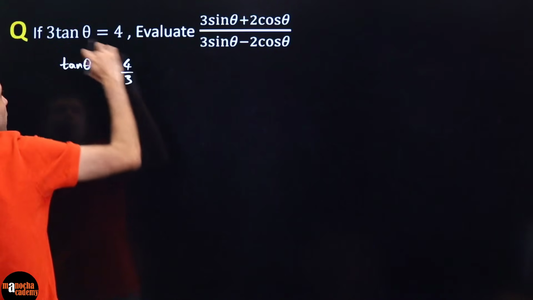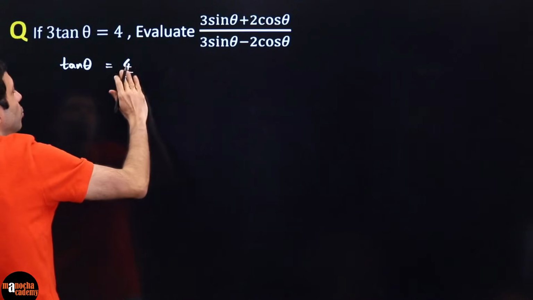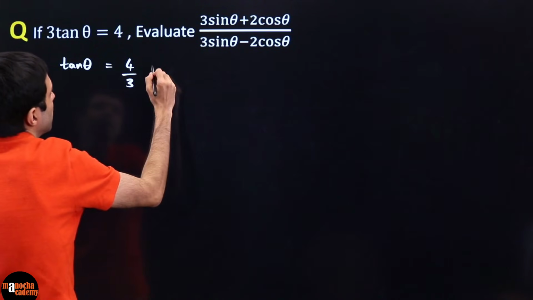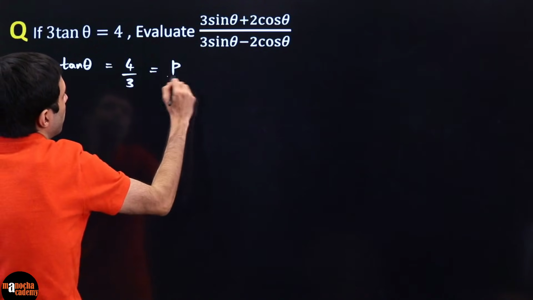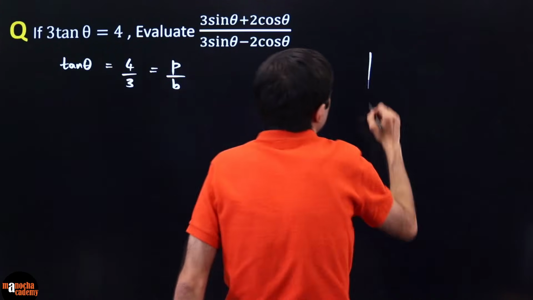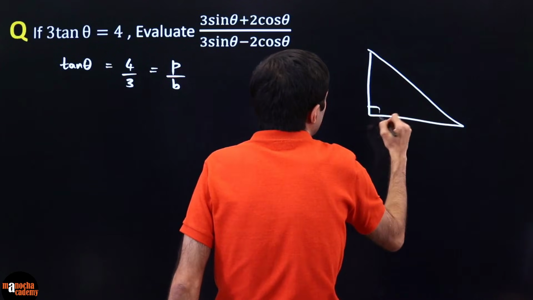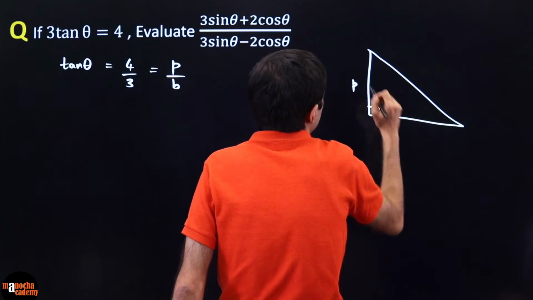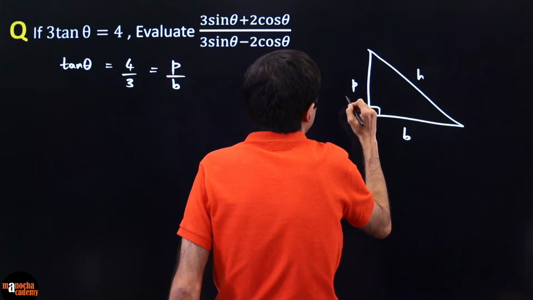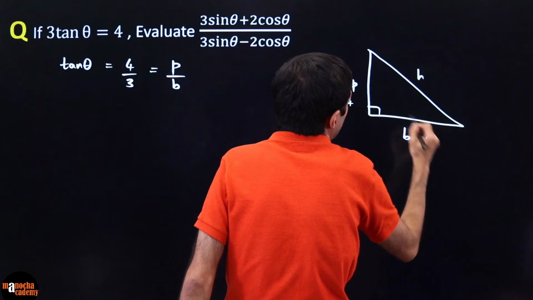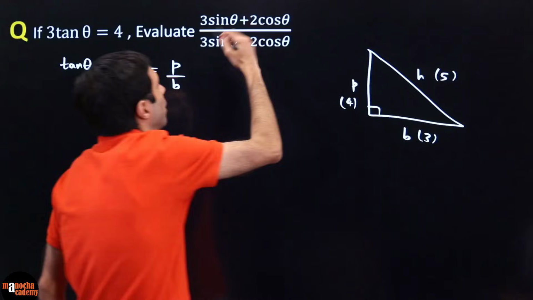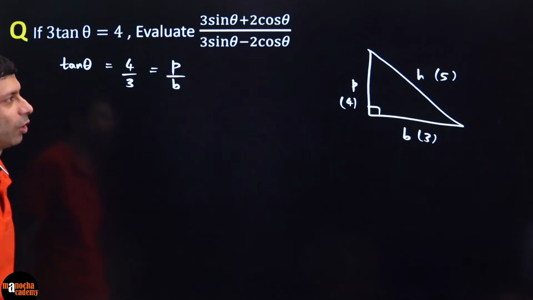Why am I doing this? I'm taking this 3 into tan theta, so I'm taking it all to one side. So it becomes 4 divided by 3. And tan theta is nothing but perpendicular by base. So you can do that same trick, you draw your 90-degree triangle and all. So you mark your perpendicular, base, hypotenuse. Perpendicular is going to be 4, base is going to be 3, and your hypotenuse will calculate to 5. And once again, you can go and find your sine theta, cos theta and do all of that.